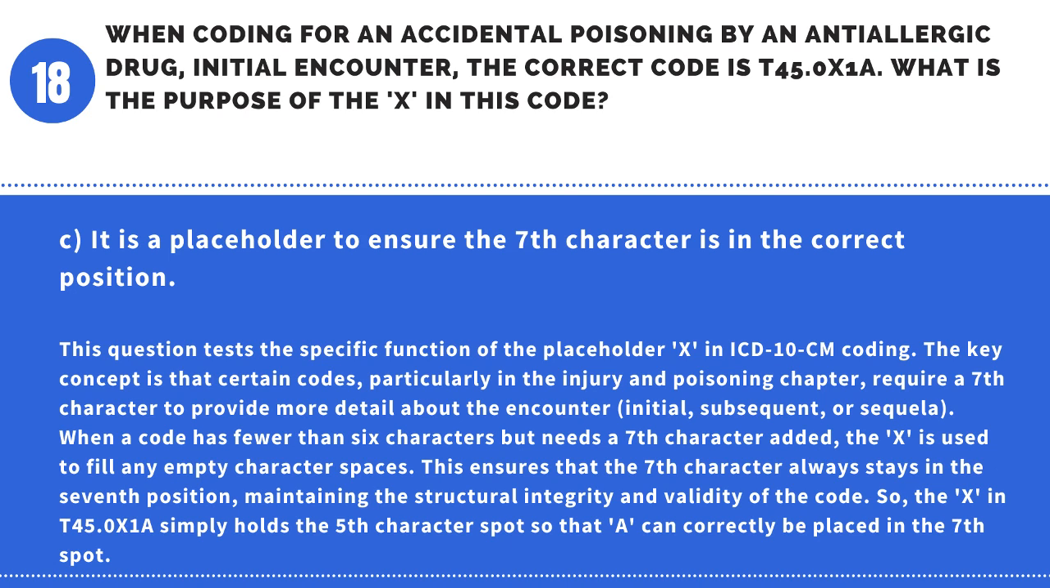When a code has fewer than 6 characters but needs a seventh character added, the X is used to fill any empty character spaces. This ensures that the seventh character always stays in the seventh position, maintaining the structural integrity and validity of the code. So, the X in T45.0X1A simply holds the 6th character spot so that the 1 can correctly be placed in the 7th spot.